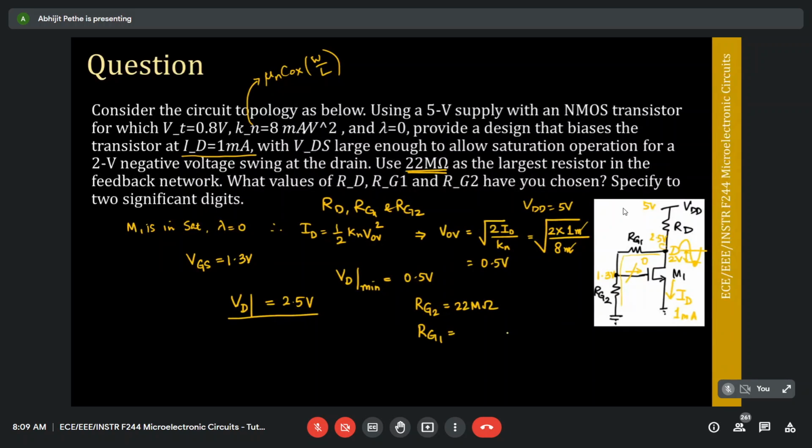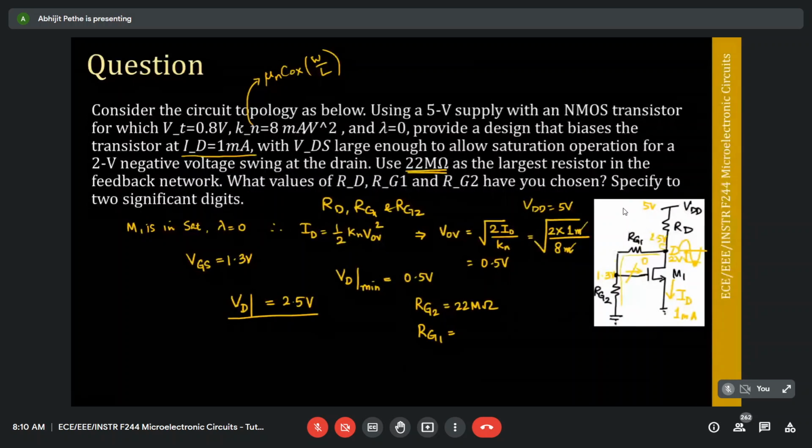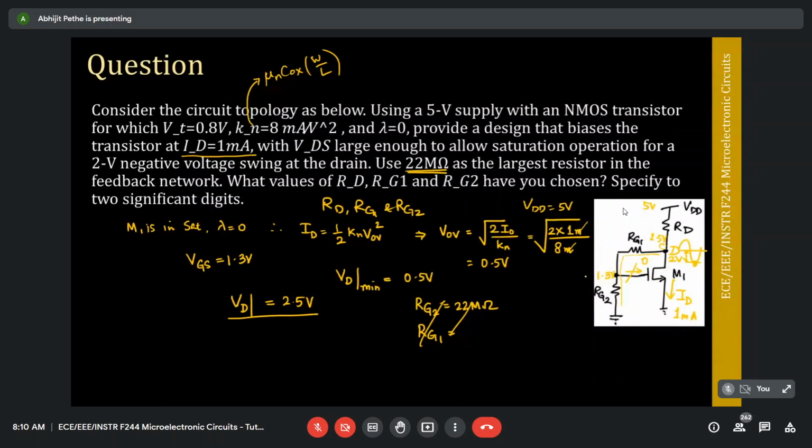Yeah, but don't we have RG2 greater than RG1 because there's a bigger drop? Right. So yeah, in that case, RG1, sorry, you're right. So 1.3 and 2.5. The voltage drop across RG1 is what? 1.2 volts. So what you wrote is correct, I think. One second. Yeah, 1.3 and that's 1.2. So RG2 has to be 22 mega ohms, because this is 1.2 volts, 2.5 minus 1.3. So if I know RG2 is 22, then I can calculate RG1.